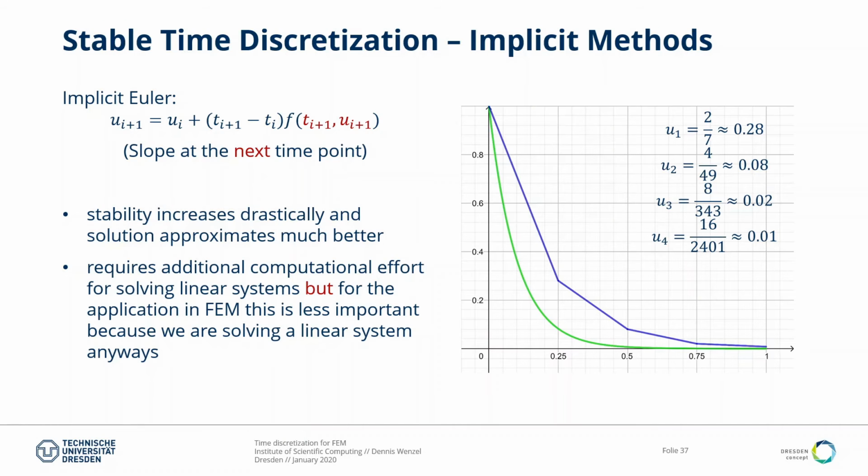The price for this is additional computational effort in order to solve the linear system in each step. But, and here comes an important thing, we later on will be talking about finite elements. And in finite elements, we will have to solve a linear system in each time step anyways. So that's definitely a fact. We need to solve a linear system in each time step. So for us, there is no gain in using the explicit method because we would still have to solve a linear system in each step. So it definitely is the only way to go is to use an implicit time discretization here.